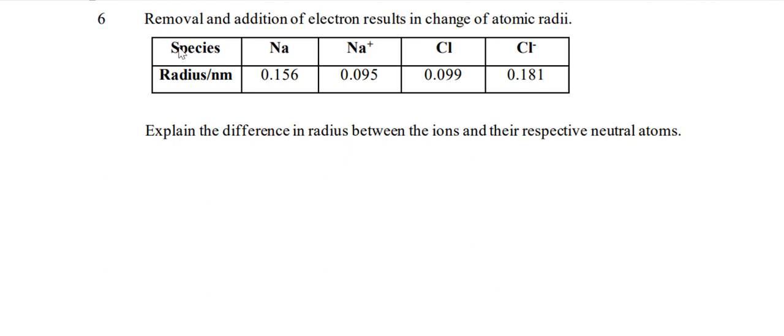Okay, last but not least, kita ada the removal and addition of electrons result in change of atomic radii. Okay, Na and Na+, Cl and Cl- dah bagi dah dia punya radius. Daripada radius ni pun kita tahu sama ada dia punya ion yang lebih besar ataupun dia punya atom yang lebih besar. Okay, kita boleh compare lah. Dia minta explain the difference in radius between the ions and their respective neutral atoms. Maksudnya dia suruh awak explain the difference in radius between Na and Na+, Cl and Cl-.